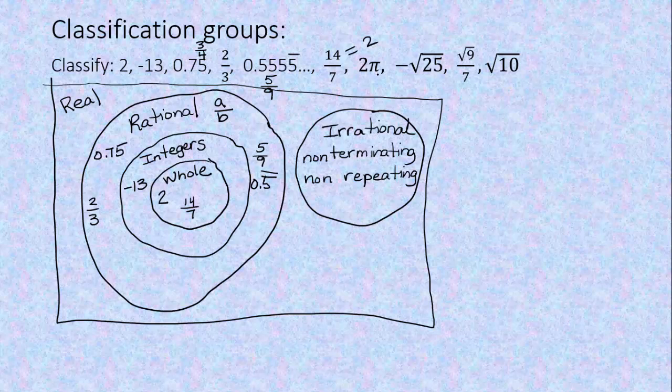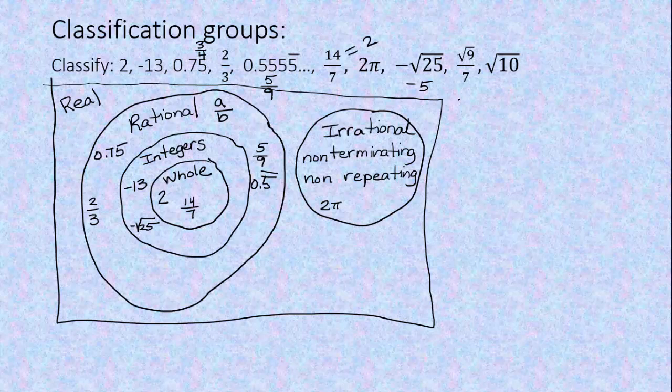2 pi. Well, pi is irrational because it is a decimal number that is non-terminating and non-repeating. Any multiple of pi is also irrational, so that goes here. Negative square root of 25. The square root of 25 is 5, so this is equal to -5, which is an integer. So we will put that here. And because it's an integer, it's also rational and real.